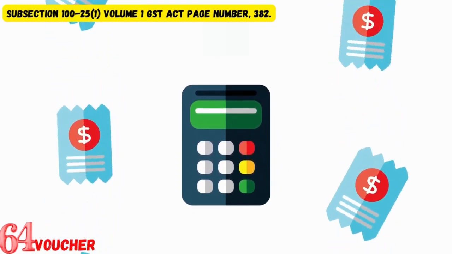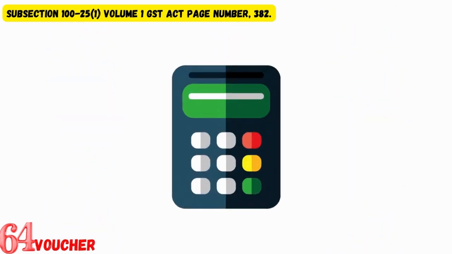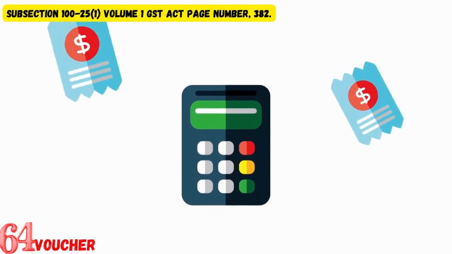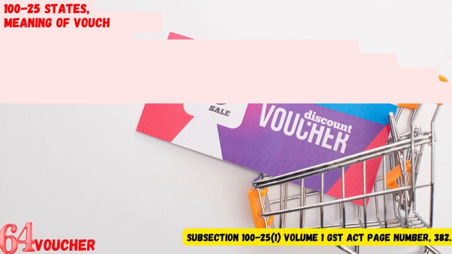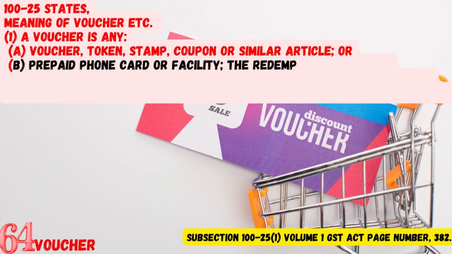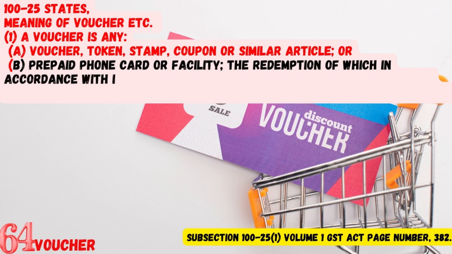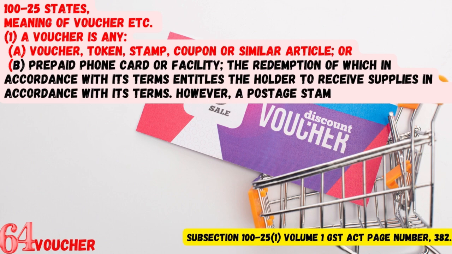Voucher has the meaning given by subsection 100-25(1). That is subsection 100-25(1), Volume 1 GST Act, page number 382. 100-25 states: Meaning of voucher, etc. 1. A voucher is any A. Voucher, token, stamp, coupon or similar article, or B. Prepaid phone card or facility, the redemption of which in accordance with its terms entitles the holder to receive supplies in accordance with its terms. However, a postage stamp is not a voucher.